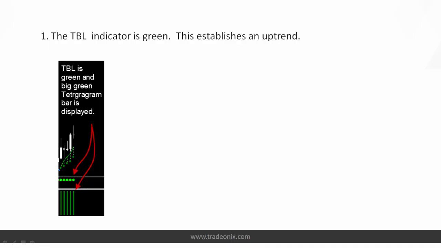The TBL indicator is green. This establishes an uptrend. So we have the TBL is green. We're only looking for trades in an upward direction. The tetragram prints a big green bar. Now this validates the uptrend. So we have the TBL green with the big green tetragram bar confirming that the trend is up.